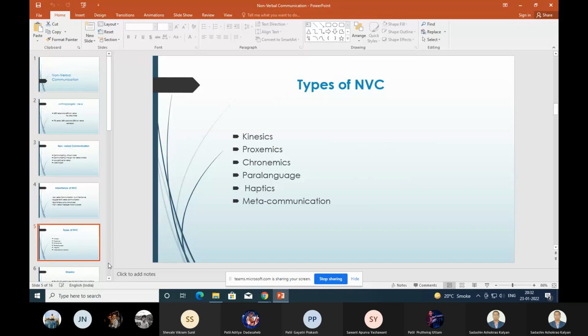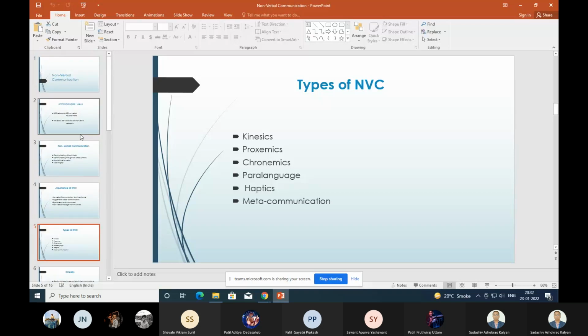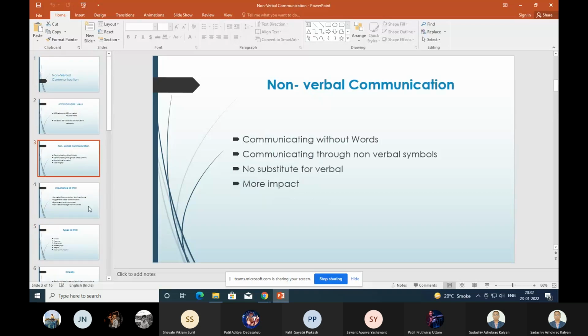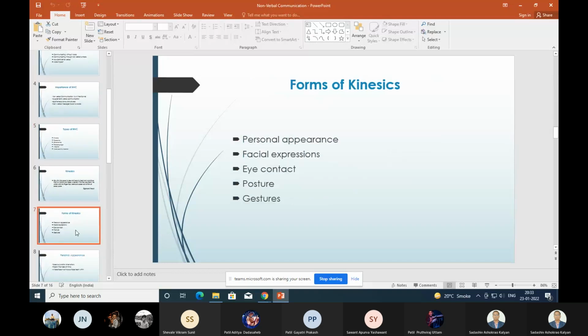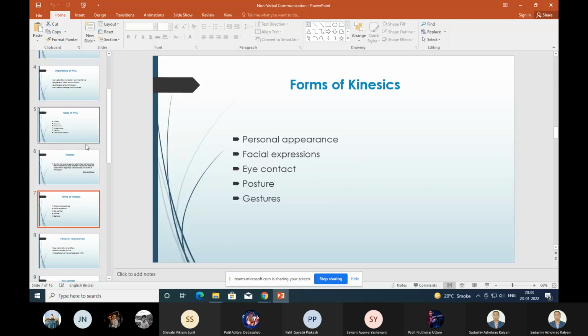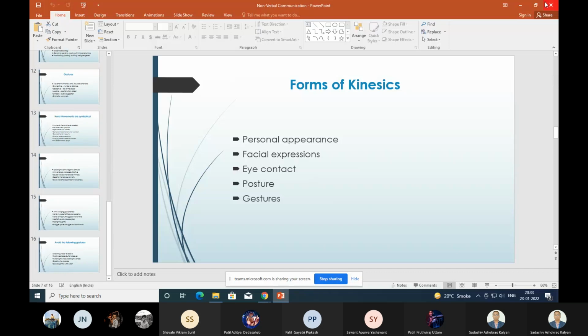Related with non-verbal communication, there are various types, among them kinesics. Related with kinesics, it shows how to use body language in an effective way, especially our personal appearance, facial expressions, eye contact, postures, gestures. These are all the parts which we have studied. Related with eye contact, we want to look into the eyes of our audience.